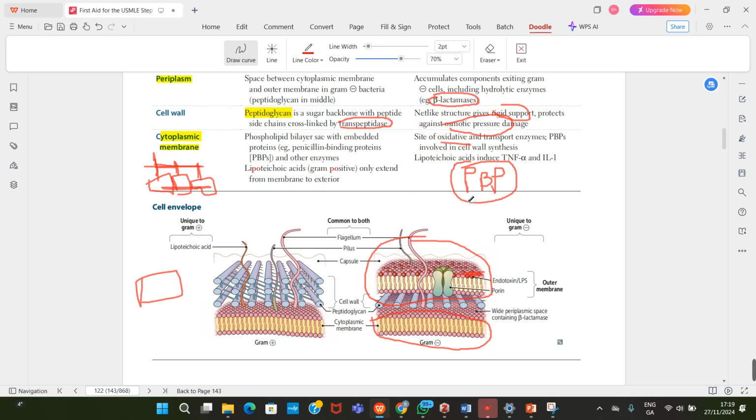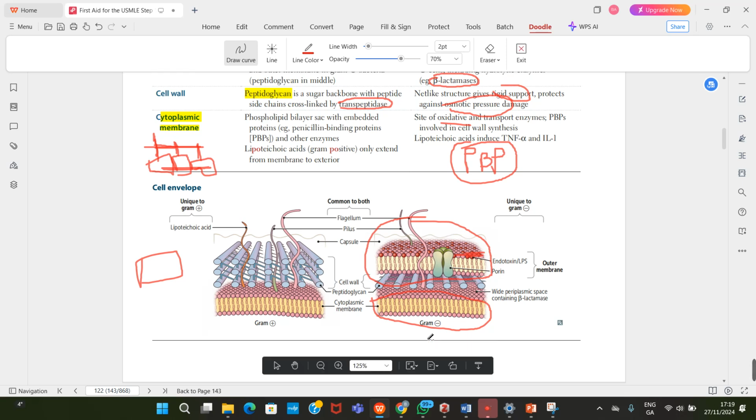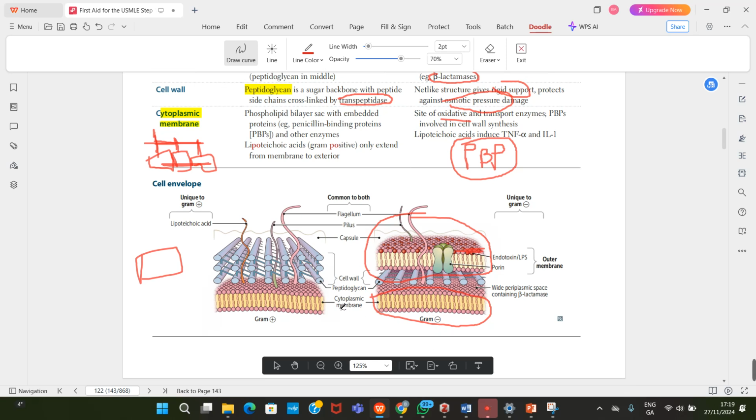Yeah, just like we have the hydrolytic enzyme in the periplasmic space, we have the oxidative and some transport enzyme within the cell membrane or the cytoplasmic membrane. And the way I remember that is that the cell membrane is just the next barrier to the cytosol, because once you breach this cytoplasmic membrane, the next thing is you are entering the cell, because this is going to be the cytoplasm.